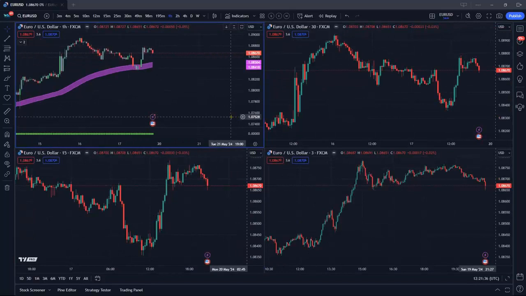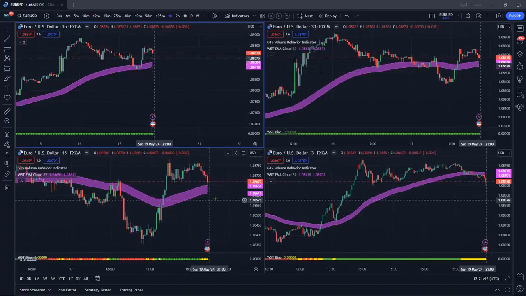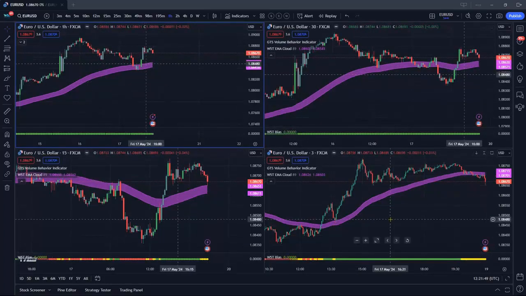So what we want to do now is add all of these to all of these charts. If we right click on that arrow, we want to apply these indicators to the entire layout, and then it adds them all. We just need to do a little bit of work on here.